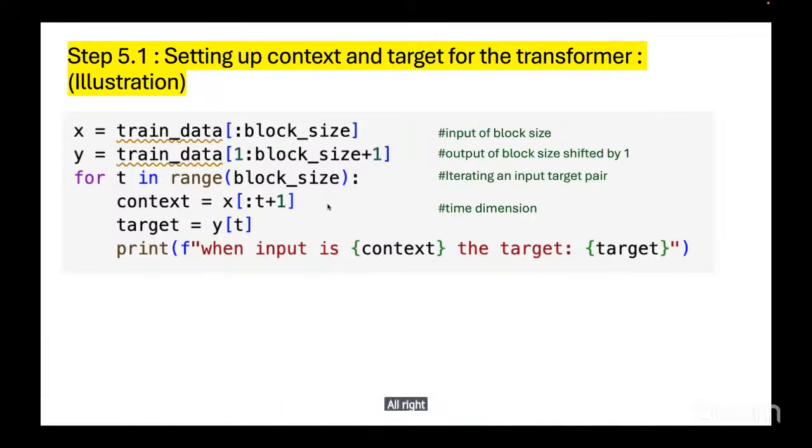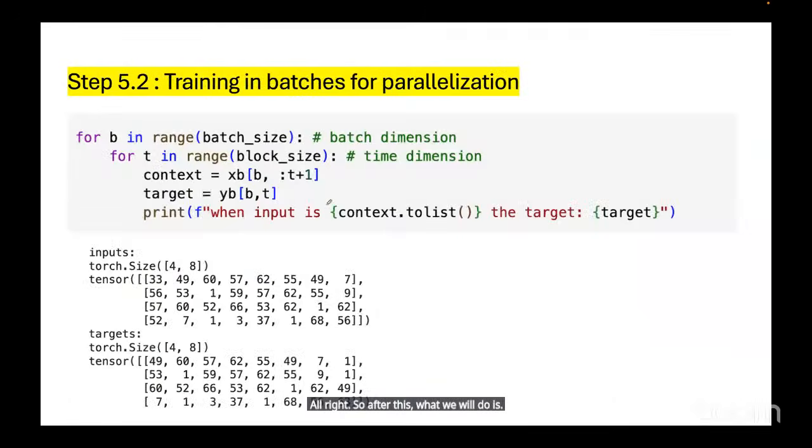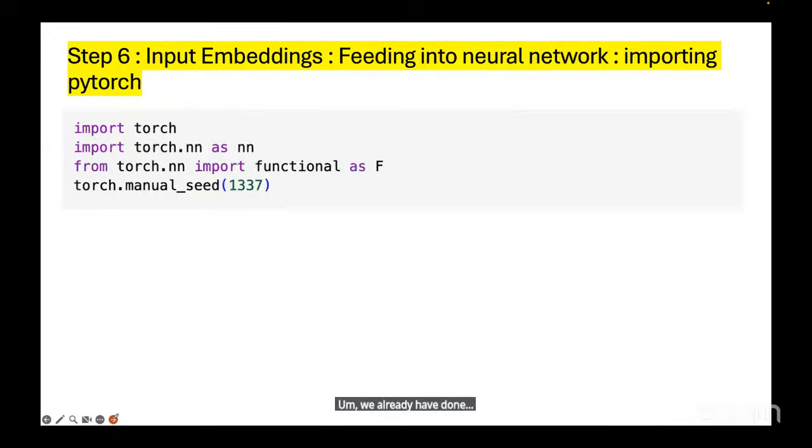All right. So after this, what we will do is, we are training in batches for parallelization. So for B in range batch size, for T in range batch size, this is the context and this is the output. We already have done this.